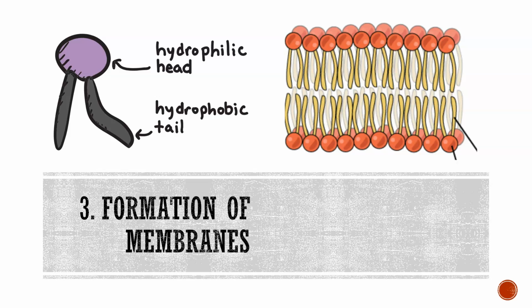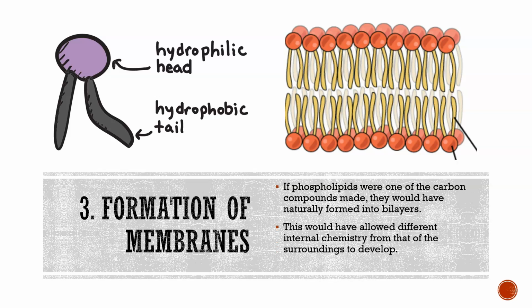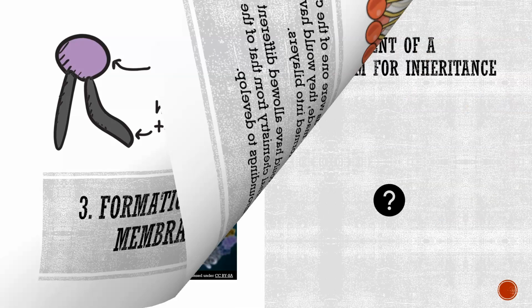So our third step then, we've got our phospholipids, is the formation of our phospholipid membranes. And we know that they formed into our bilayers. So this would have allowed different internal chemistry from that of the surrounding areas to develop.